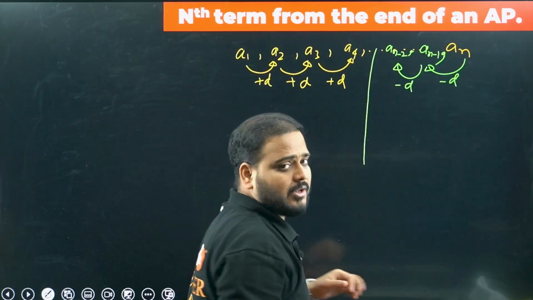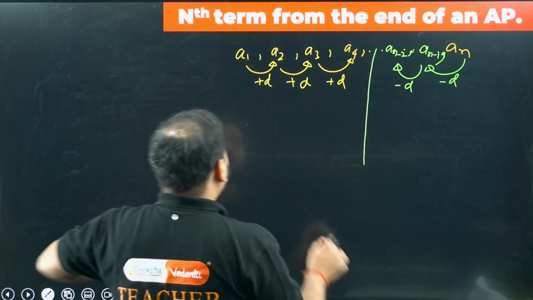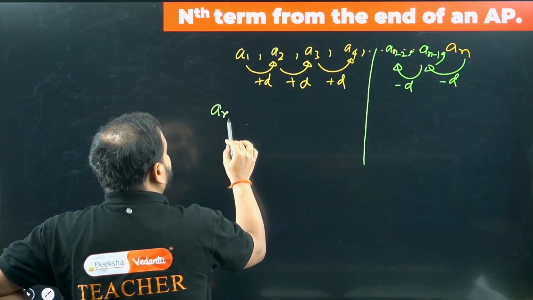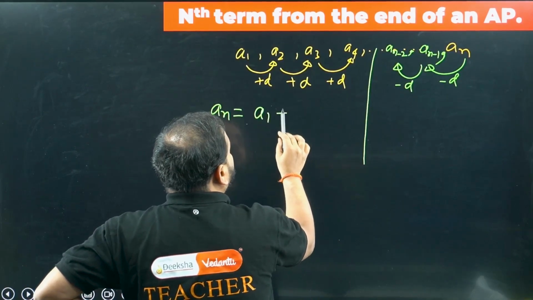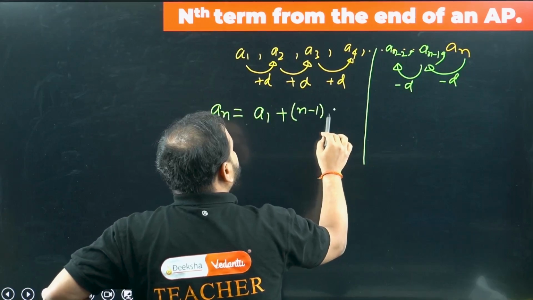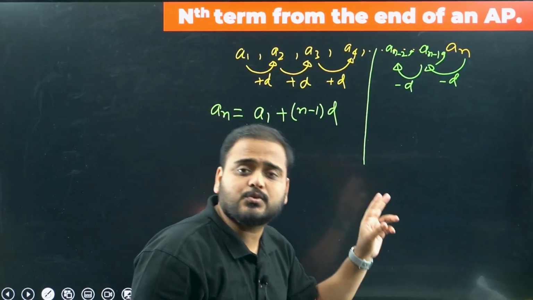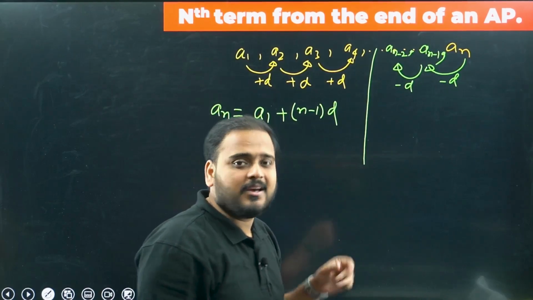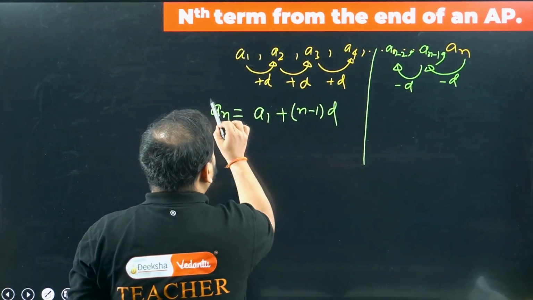Now see the situations now. If I'm taking care of the nth term from the beginning, how did I write the nth term from the beginning? I wrote an equals to the first term A1 plus n minus 1 times D. We got this derivation also. How are we getting it? A3 was A1 plus 2D, A4 was A1 plus 3D, AN was A1 plus n minus 1 times D. So this was the formula if you remember.